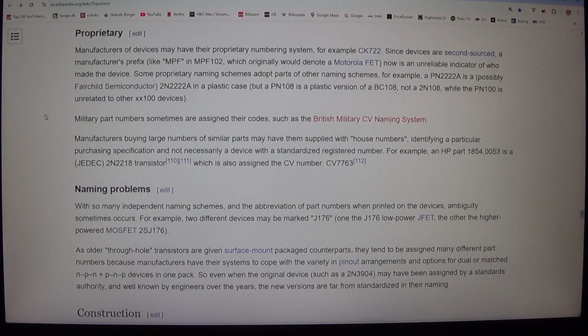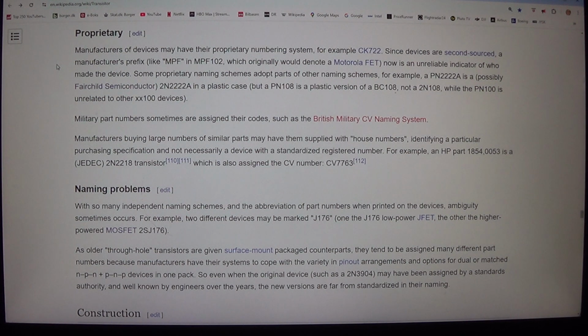Proprietary. Manufacturers of devices may have their proprietary numbering system, for example CK722. Since devices are second-sourced, a manufacturer's prefix, like MPF in MPF-102, which originally would denote a Motorola FET, now is an unreliable indicator of who made the device. Some proprietary naming schemes adopt parts of other naming schemes.